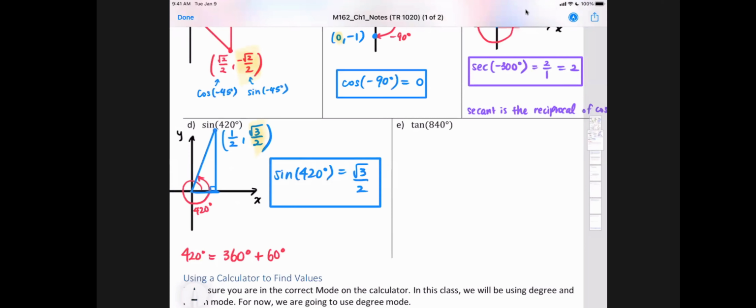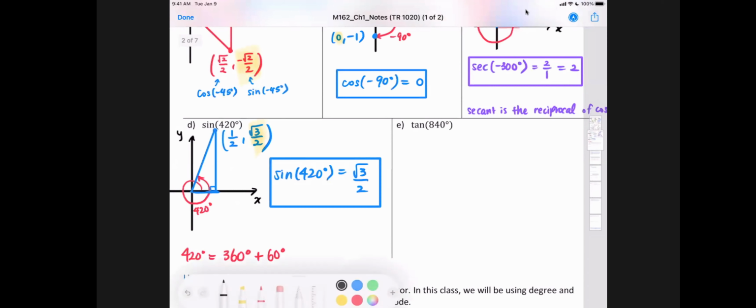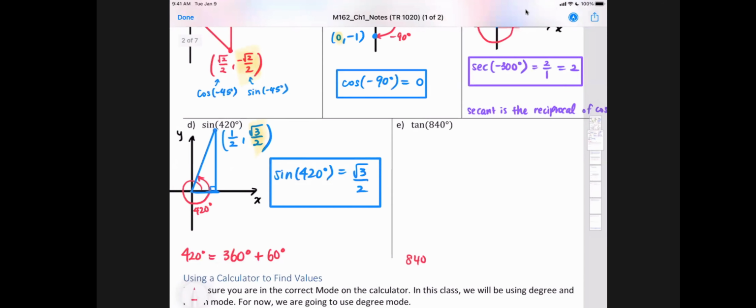All right, so the last one, 840 degrees. Let's break this down. 840 degrees would be 2 loops around the circle, so 2 times 360, which is 720. And then plus how much more than 720? 120 more. 720 plus 120 gives us 840.